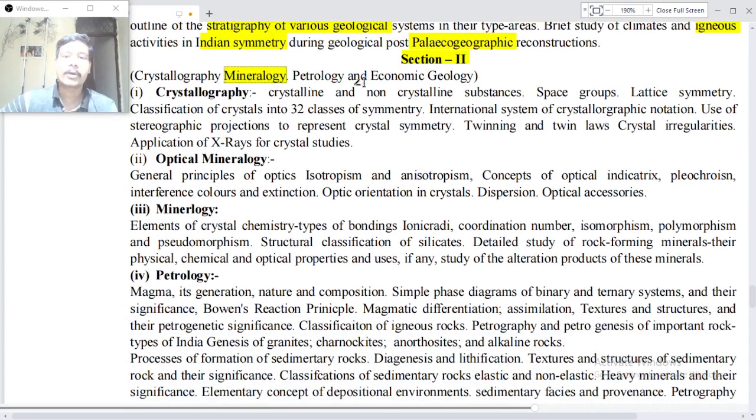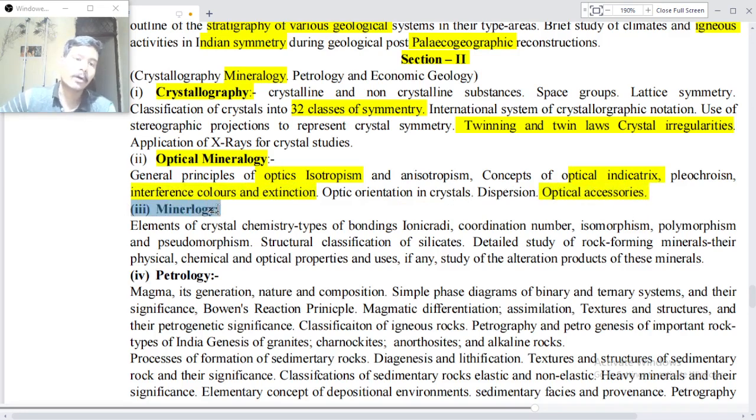crystallography, mineralogy, petrology, economic geology. Crystallography, crystalline and non-crystalline substances, space group, lattice symmetric classification of crystal into 32 classes of symmetry, international system of crystallographic notations, use of stereographic projections to represent crystal symmetry, twinning and twin laws, crystal irregularities and application of X-ray for crystal studies, optical mineralogy, general principle of optics, isotropism and anisotropism, concept of optical indicatrix and pleochroism, interference of the colors and extinctions, optic orientation in crystals, dispersion and optical accessories.